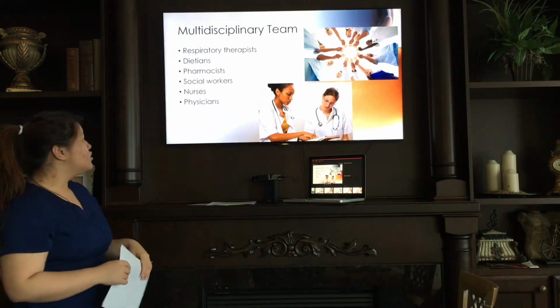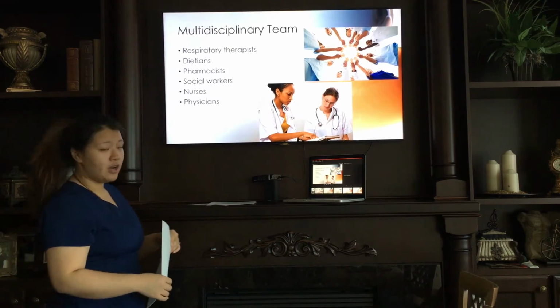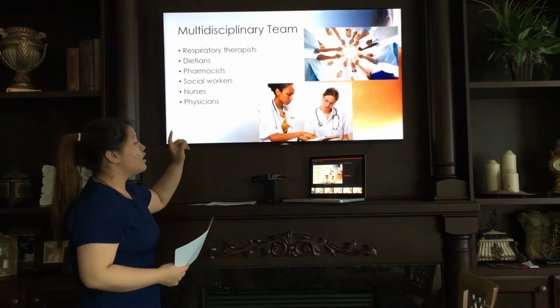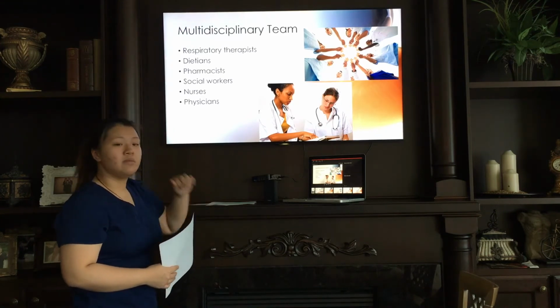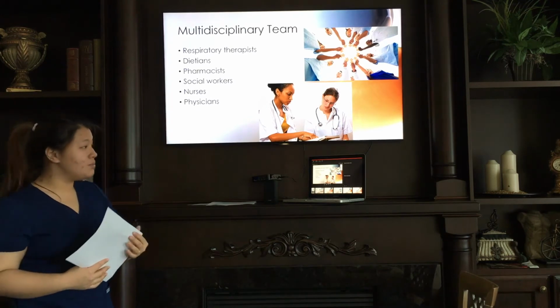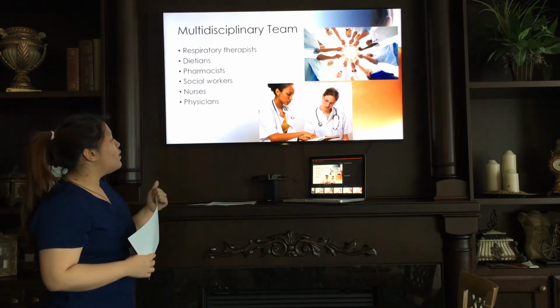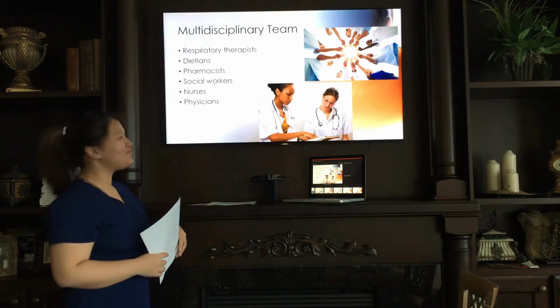And last but not least, our multidisciplinary team. So this is just everyone in the staff that works together. So if you guys ever need help in regards to anything, a respiratory therapist is really great for our COPD patients in cases where you want them to teach them different ways of breathing or coping, as well as how to use their medication or O2 therapy.